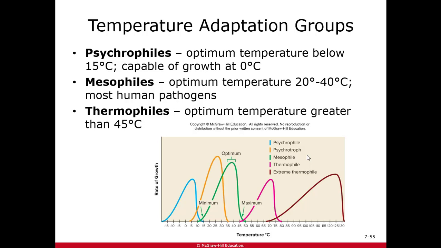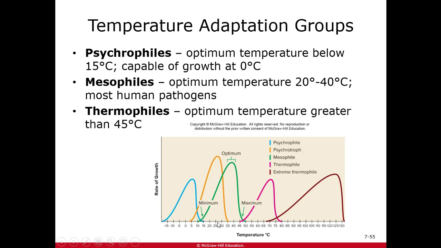On here, it's anything in the green. Its optimal temperature, if you notice, is around 37 degrees Celsius. Body temperature. These things are going to grow best once they get in our body. But that doesn't mean they can't grow outside of our body. They still have a pretty wide range of temperatures that they can grow in, but they grow best once they get inside of our body.